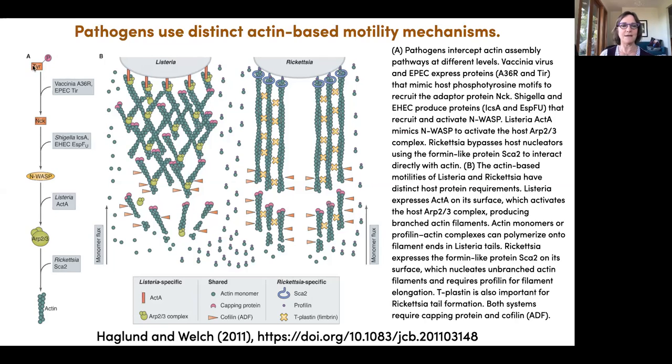In some cases, they mimic, I showed you some slides when I talked about phase separation. I showed you this network of proteins that polymerize actin in podocytes, including Nck. So some bacteria express proteins that recruit Nck, and that recruits host N-WASP, and so forth. I showed you what ActA does, that it acts like N-WASP to activate ARP23, and then that Rickettsia has this protein that acts like formin. And there are many other variations.